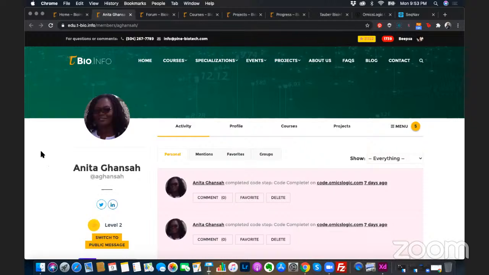So what does a complete profile look like? It looks like this, where you have a profile image, and you have your full name mentioned. So when you sign up, probably this would just be your username. So you can change it via your profile, using the edit button that you will get after you click on profile. And you can also add your social media links.